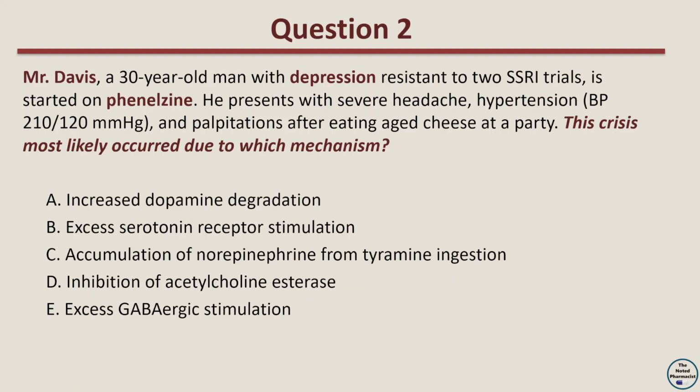Option A, increased dopamine degradation. Option B, excess serotonin receptor stimulation. Option C, accumulation of norepinephrine from tyramine ingestion. Option D, inhibition of acetylcholinesterase. Option E, excess GABAergic stimulation.